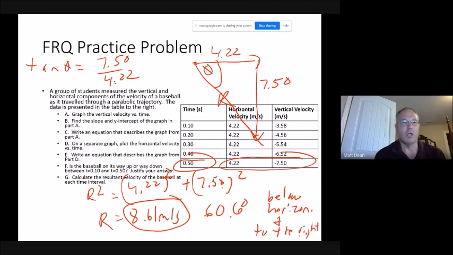All right. So any questions on this FRQ or any questions on projectile problems in 2 dimensions that I can answer for anyone?